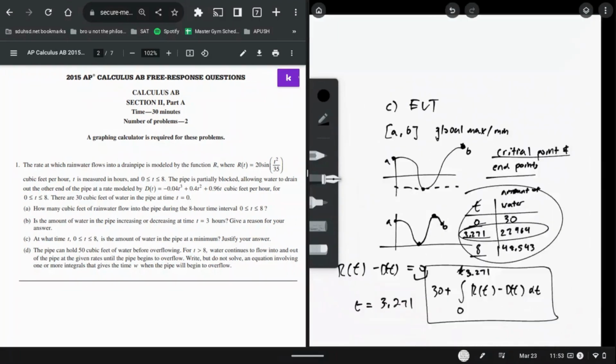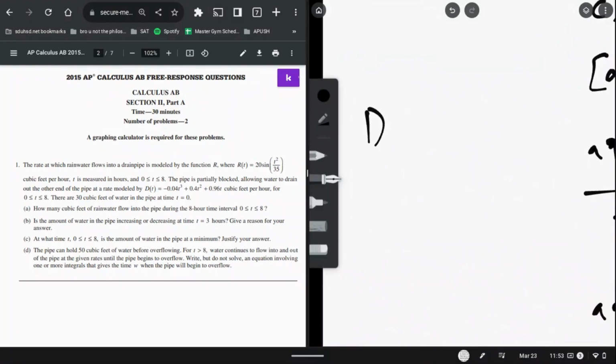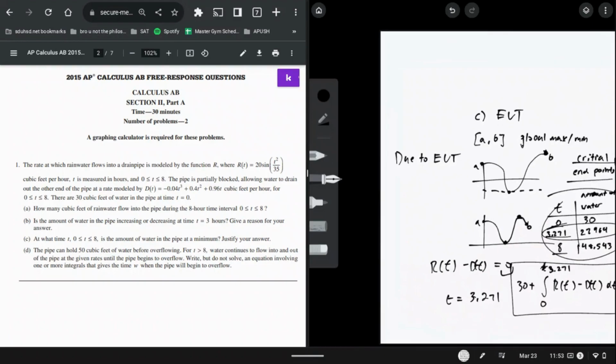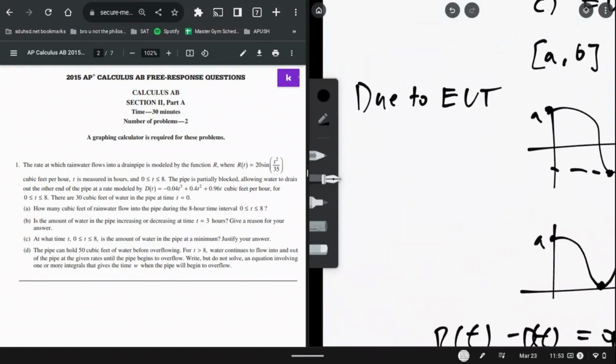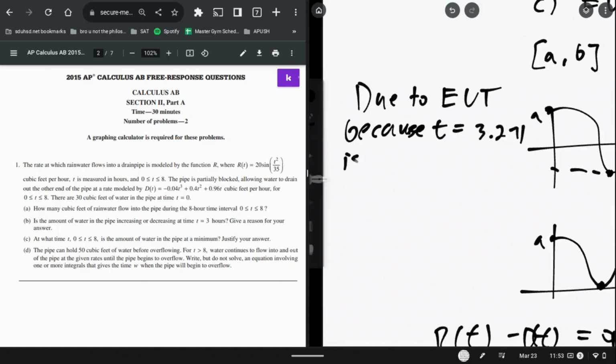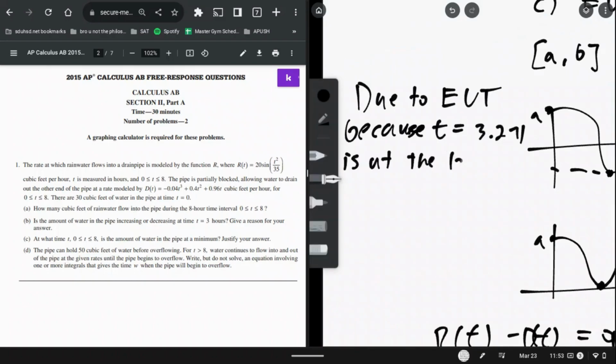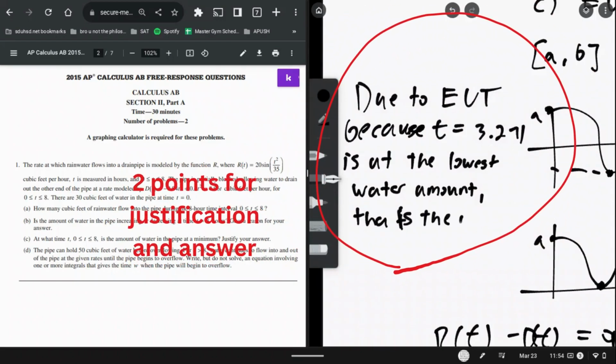So to justify, you could say something like due to EVT, make sure you state EVT. You say because t at 3.271 is at the lowest water amount, that is the minimum.